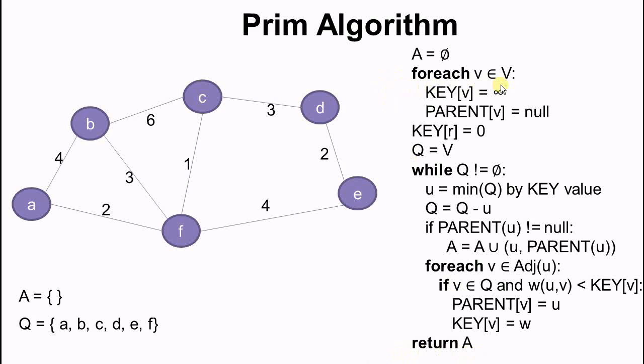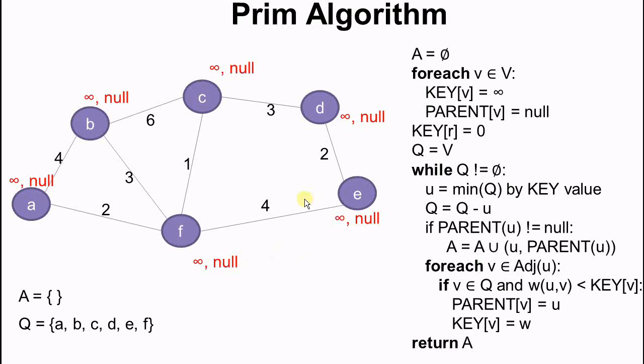And then for each vertex in the graph, we give it two attributes, a key and a parent. Each key is initialized to infinity, and each parent is initialized to null. So this is the initial condition for all the vertices. And then we randomly choose a root and set the key of that root to be 0. So we pick A as the root and set A's key value to be 0.